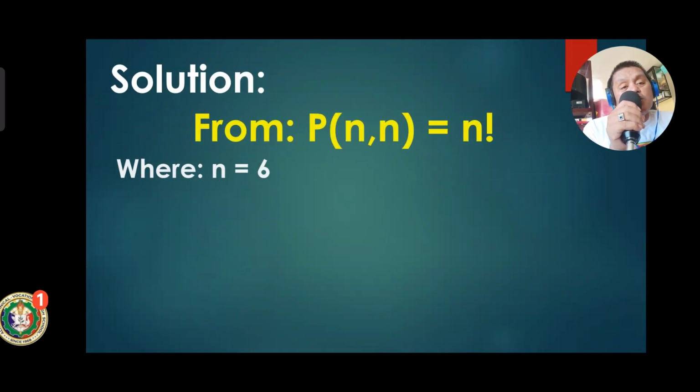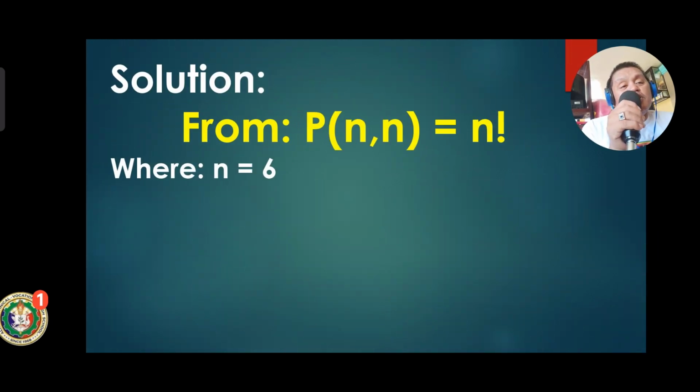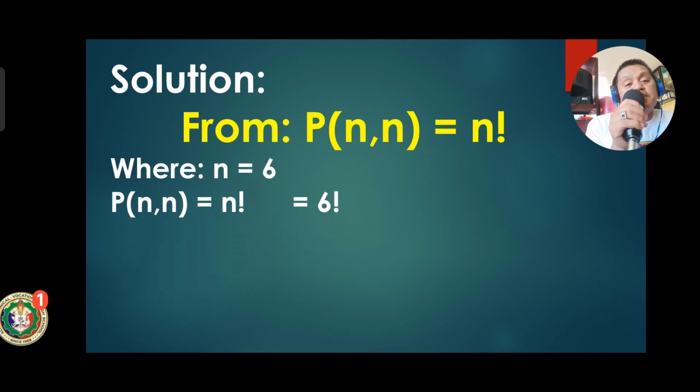We have now the solution. The permutation of 6 potted plants taken 6 at a time is equal to n factorial. Why? Because n is 6 and r is 6, so that would be n factorial, where n is equal to 6. Therefore, we have the permutation of n objects taken n at a time is equal to n factorial, where n is equal to 6.